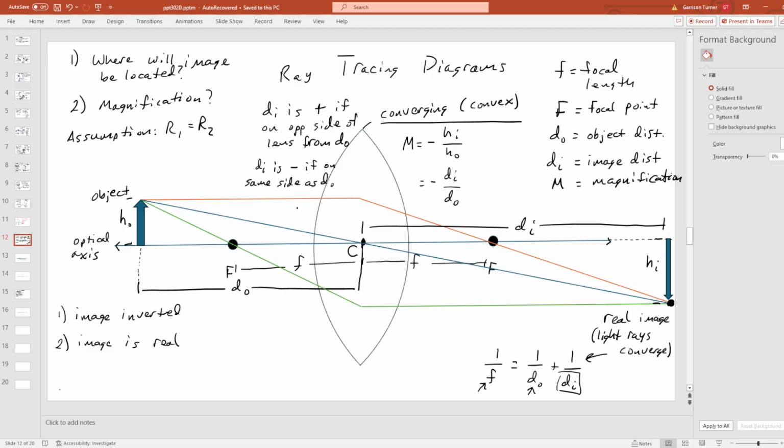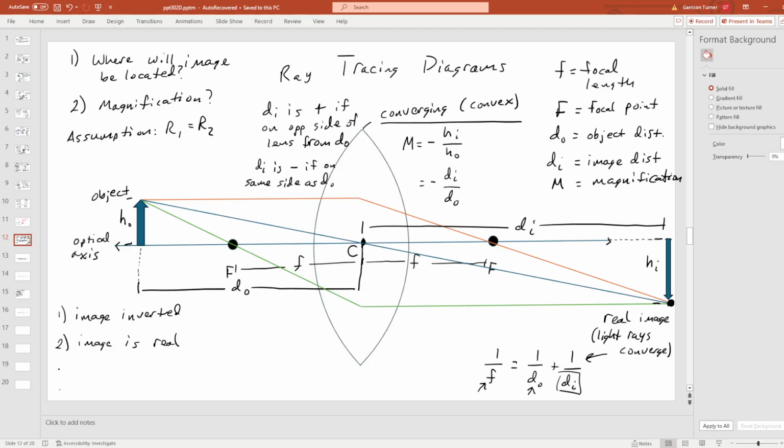So these two rules are going to govern what sign you put in for di and d0 with your magnification. Now, typically d0 is always going to be positive, but di can be positive or negative. And so if your image is on the same side of the lens as your object, then it'll typically be negative.